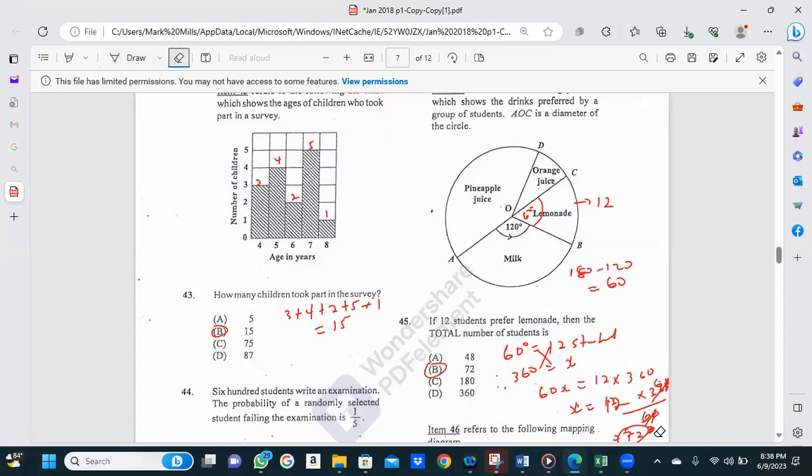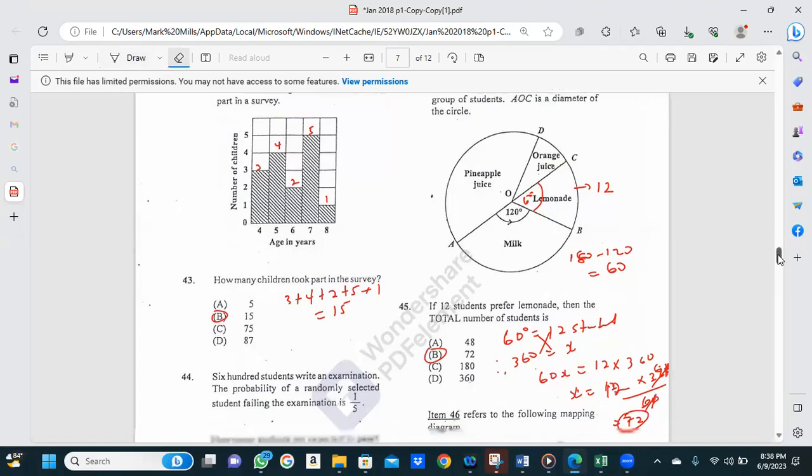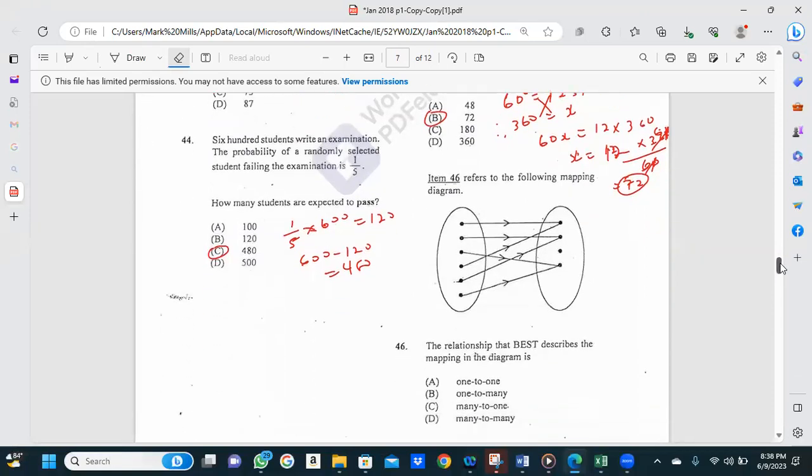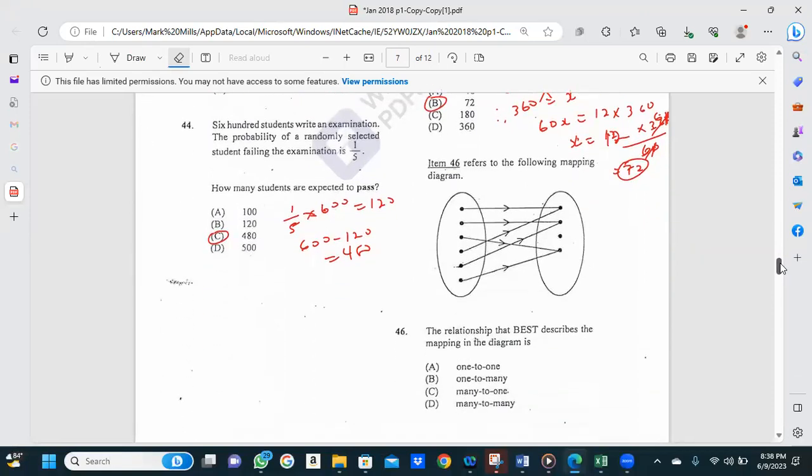We catch that? Yes, sir. Okay, so this one now. The relationship here is best described as what? Many to one. All right. Many to what? One. Right. So that should have been many to one.